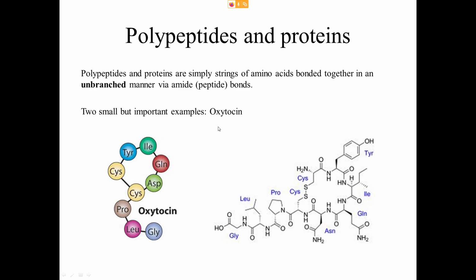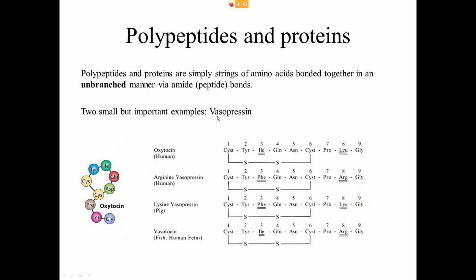Okay? So if we look at oxytocin here, it's rather simple. Let's change it up and look at a different one. This one's called vasopressin. It's very, very similar to oxytocin. So if I look at oxytocin sequence, there's a cysteine, tyrosine, isoleucine, glutamine, asparagine, cysteine, proline, leucine, glycine, just like we saw on the previous slide.